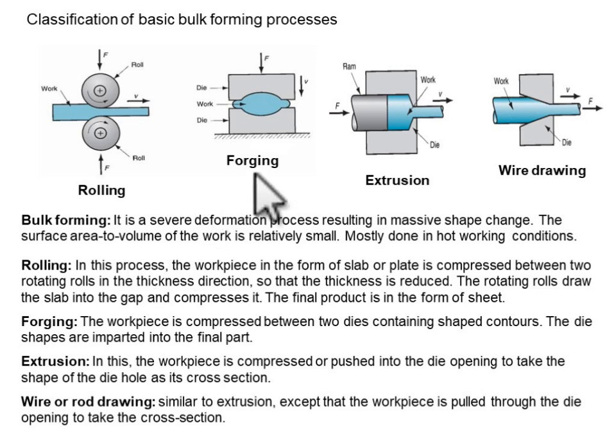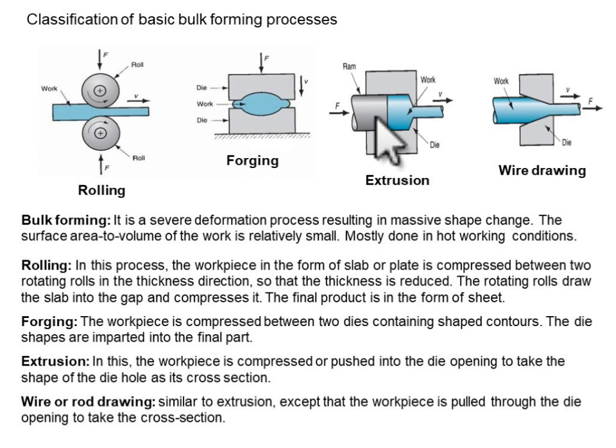Now again, the forging process. In forging process, we compress the material by using a certain die, and when we compress the material, the interior of this die will be printed over the material, and the shape of this pressed material will be similar to this die. Okay, so the workpiece is compressed between two dies containing shaped contours. The die shapes are imparted into the final part. Whatever texture this die will have, that will be imparted over this workpiece. So this is what forging process is.